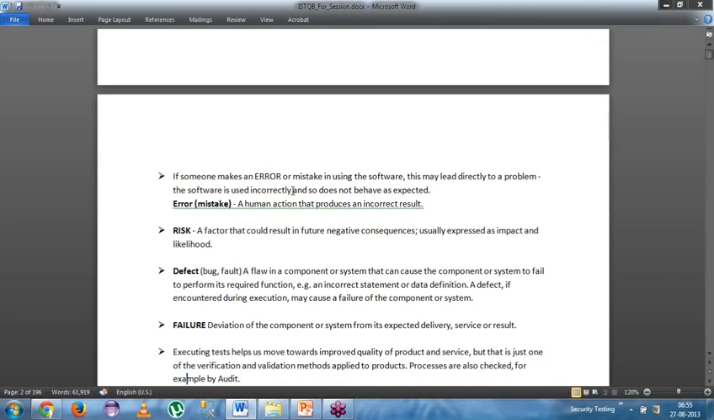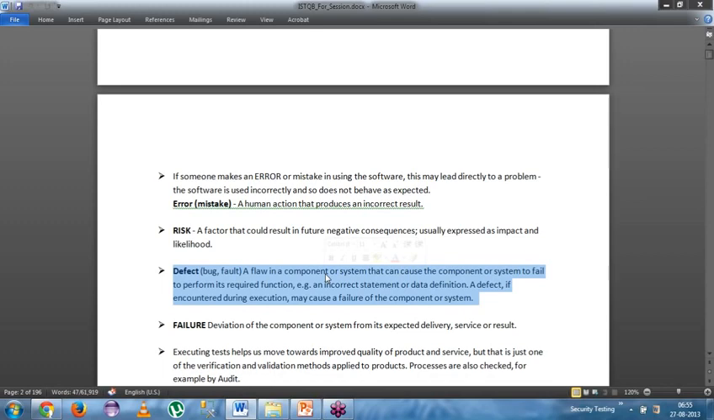But what does a failure mean? Failure happens after delivering the system to the end users. So there are three different terminologies around the same area. First is the error, second is the defect, third is the failure. The error is a human action that produces an incorrect result. The defect is where you execute a set of statements, and if your expected is not equal to actuals, you mark it as a defect, and it goes through the defect life cycle.